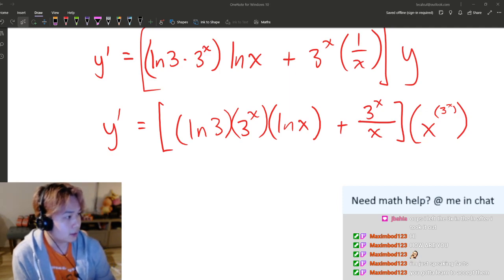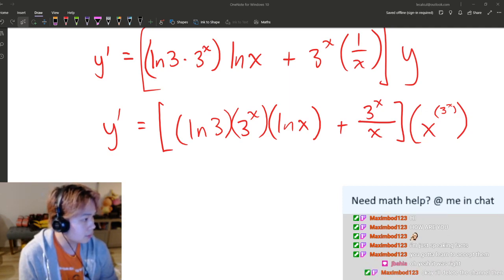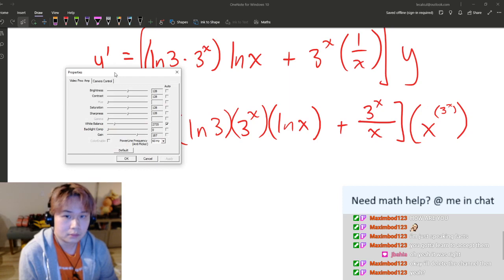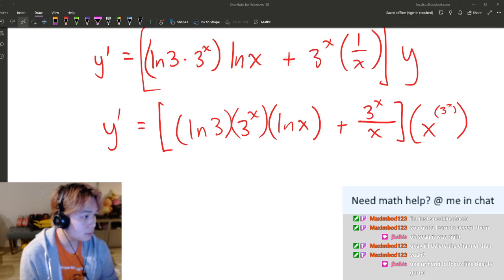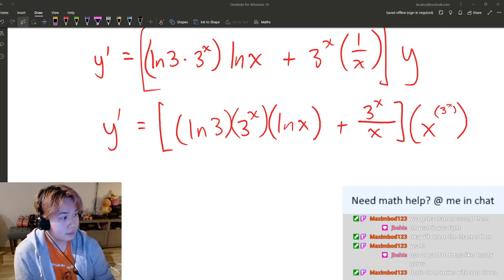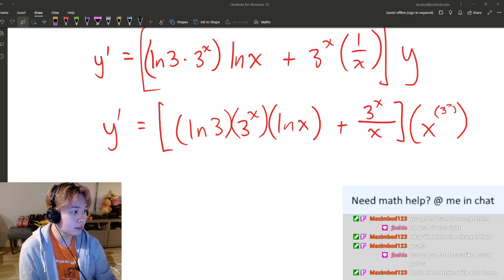Why is my camera out of focus? What the heck? Who turned on my autofocus? I thought I turned that off. Yeah, autofocus is stupid, especially for a stream when you're not really moving.